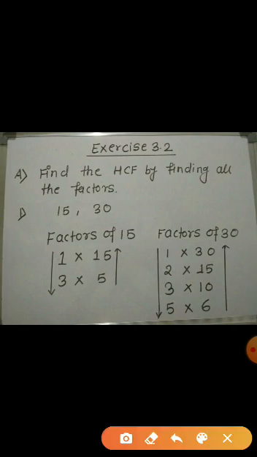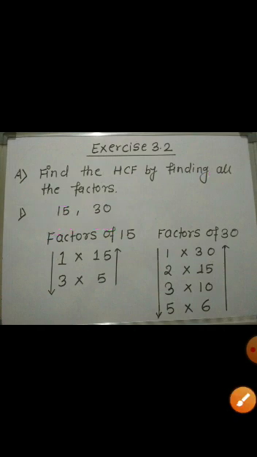So here is your exercise 3.2, question number A. Find the HCF by finding all factors. Here two numbers are given to you, 15 and 30, and you have to find the HCF of 15 and 30 by using which method? The all factor method. Children, we have already seen how to find all factors of given numbers. Yes, we have to apply the same method here.